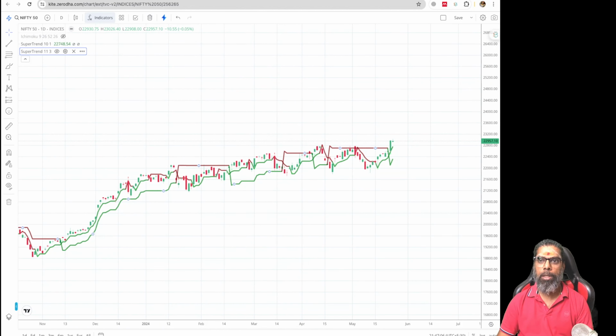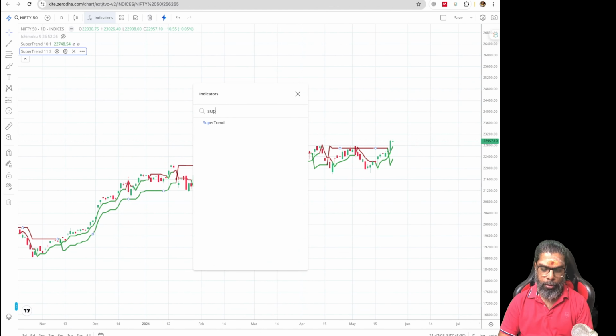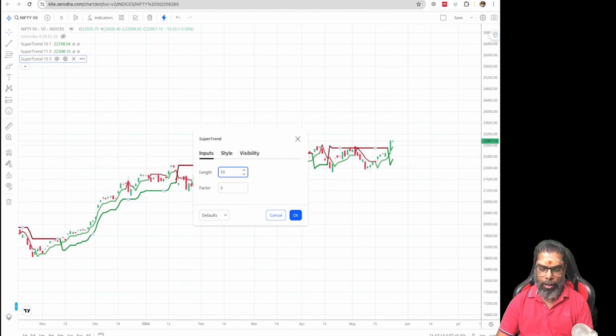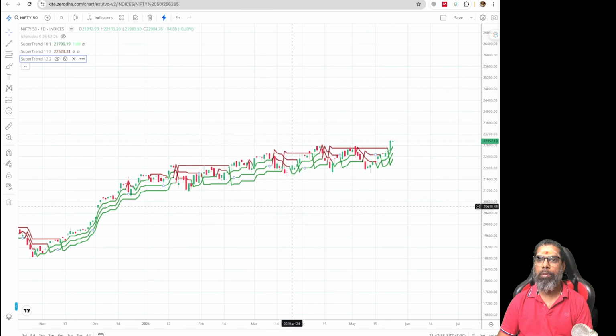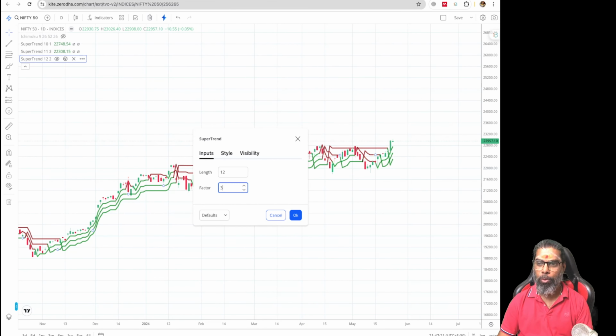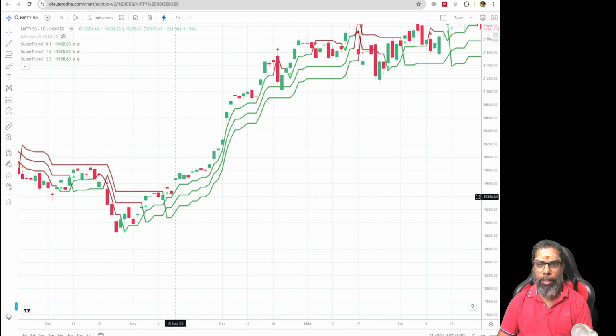And the third one, I'm going to add one more SuperTrend. There I'm going to make this 12 and this is 3. Sorry, 12 means 3, the opposite number. 11 means 2, just for your memory. So if you add these 3 indicators, now the point is you are not relying on one indicator, you are relying on 3 indicators.